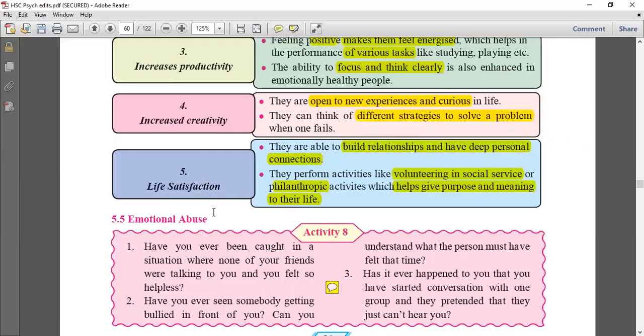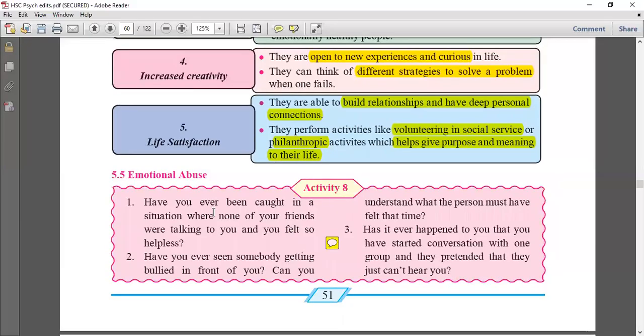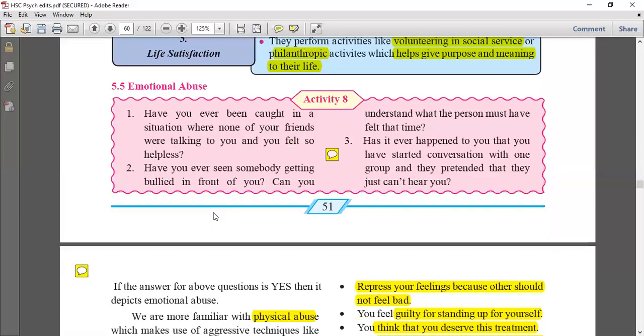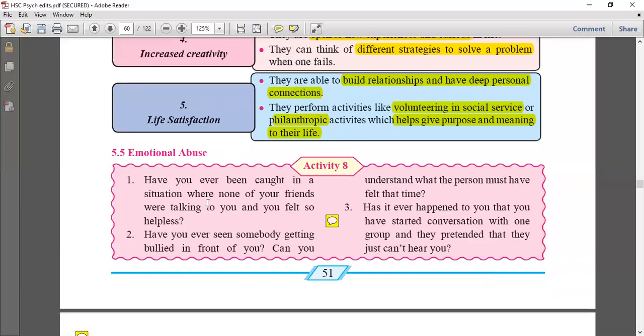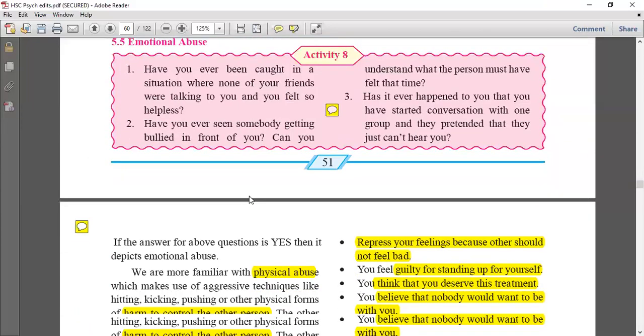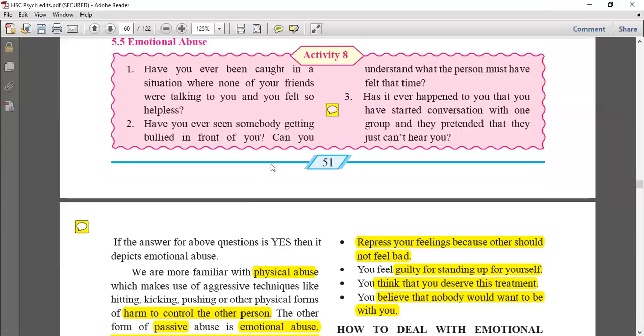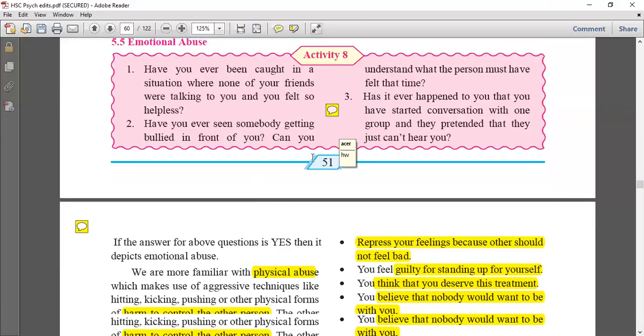And life satisfaction, basically because you're able to build healthier relationships and do better in life. And this is also important. Why? Because of emotional well-being. If you're having troubles with that, it's important to also seek a counselor. Okay, emotional abuse.